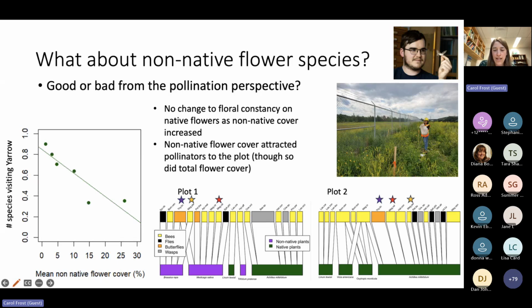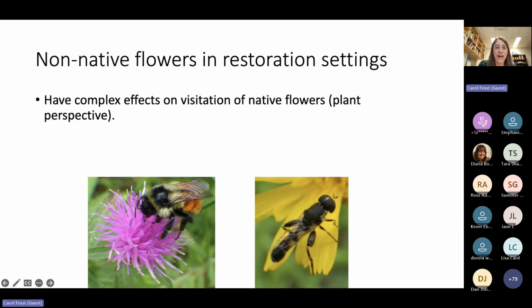So yarrow is this green box in the corner of both of them. You can see that where there are no non-native flowers, which are the purple flowers, there are lots of species visiting yarrow. All these 3 species with stars switch over to visiting canola or alfalfa in plots that had canola and alfalfa. So they get distracted from being interested in yarrow and go over to alfalfa. So non-native flowers in restoration settings have complex effects on visitation of native flowers. From the plant perspective, they can attract more pollinators to the patch, but they can actually remove some of the species that are interested in visiting that native flower.